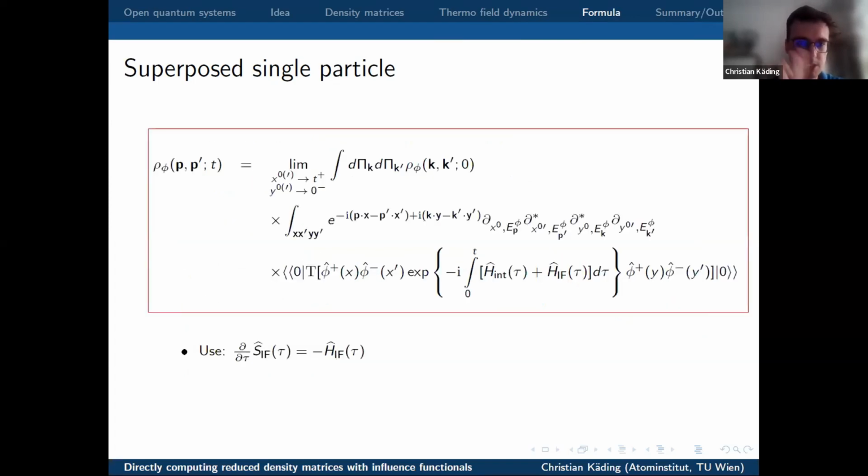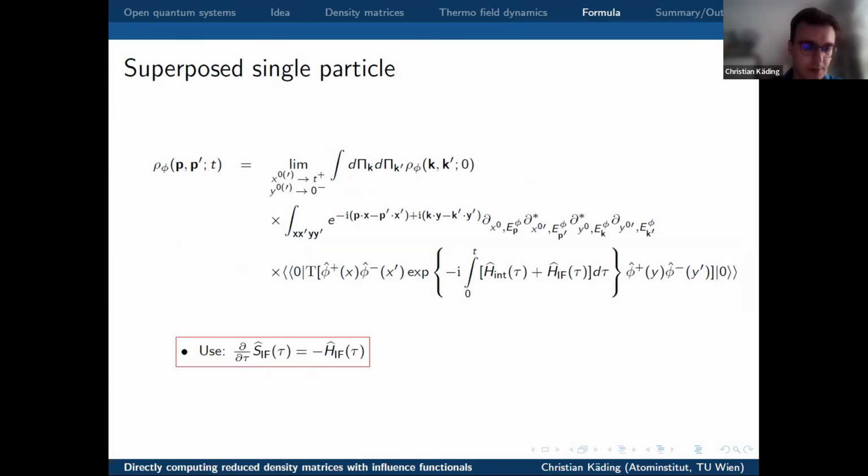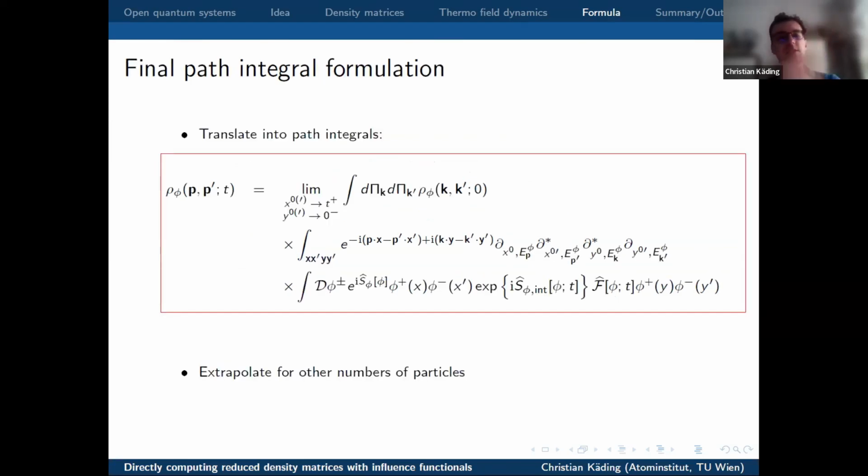We then find such an expression that looks like an LSZ reduction, but it still contains this 4-point function here. And we just use this known relation between action operator and Hamiltonian operator, and translate this then into path integrals such that we find this final formula here. So this is a path integral expression now that allows me to directly compute the reduced density element on the left-hand side in terms of the reduced density matrix on the right-hand side at time 0.